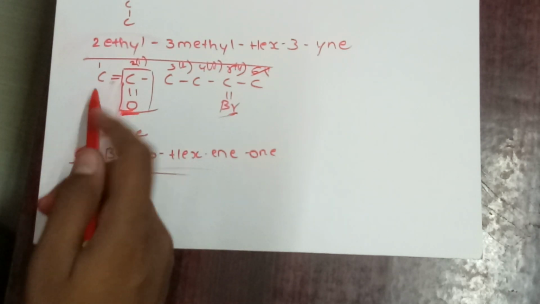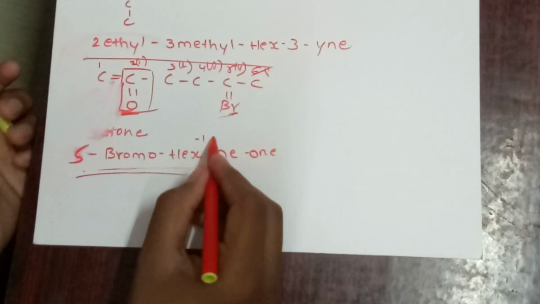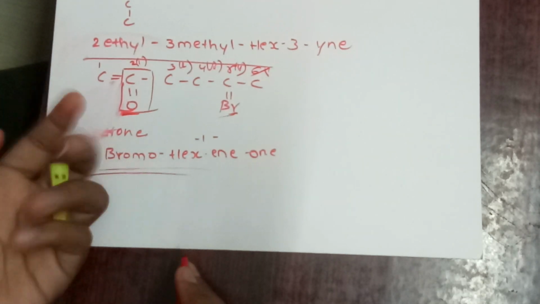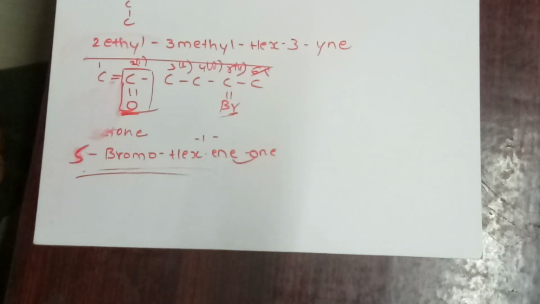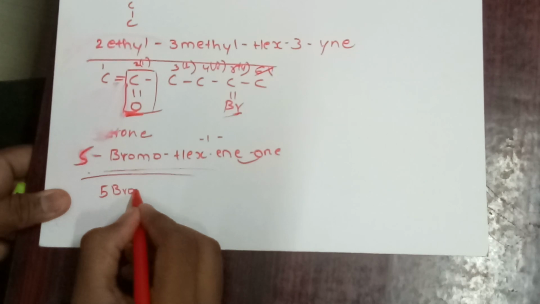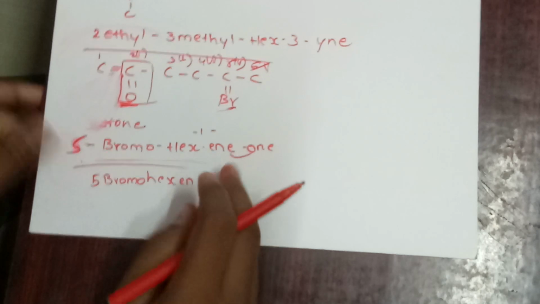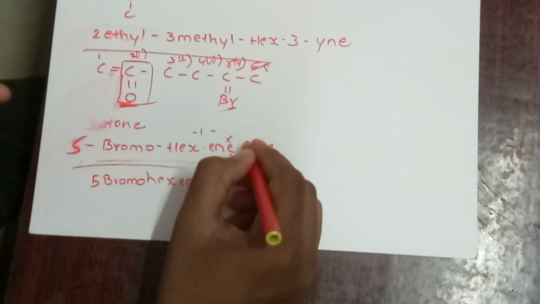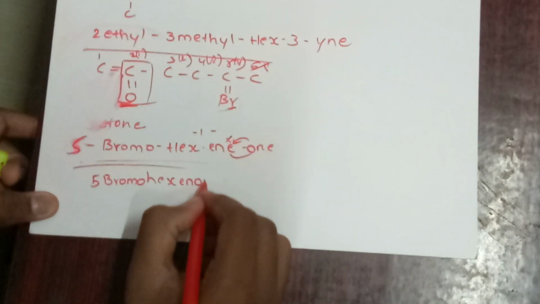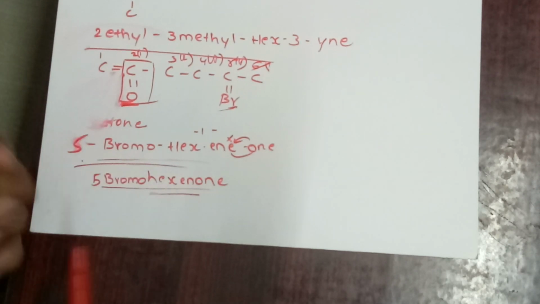5 bromo hex, double bond, so ene, and the double bond is at 1 and 2, so 1 ene and on. But how are you going to write this name? 2 vowels can't come between, so 5 bromo hex, you have to remove the E and write O in place of E, O-N-E. 5 bromohexenone is the name of this carbon compound.